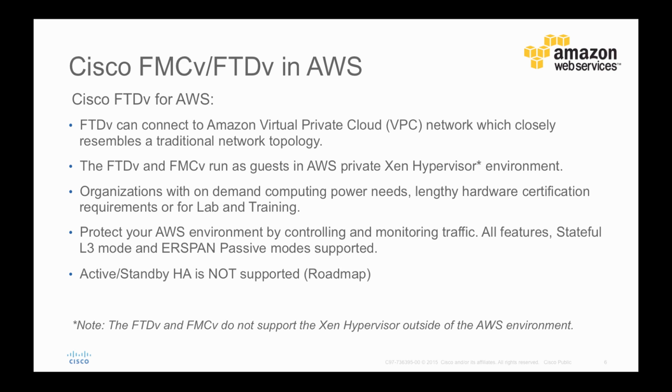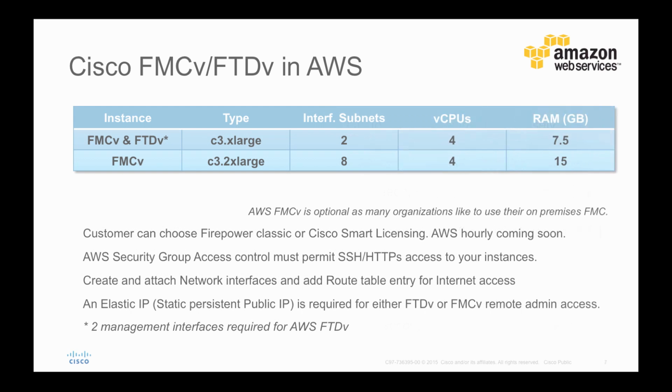FTD can be deployed in two modes at the moment. First one is the routed mode, and second one is ERSPAN. I will cover these in upcoming slides. Presently, active standby is not supported, but it is there in the roadmap. We can provision two kinds of instances, extra large and 2XL. So the number of interfaces, vCPU and RAM is listed here.